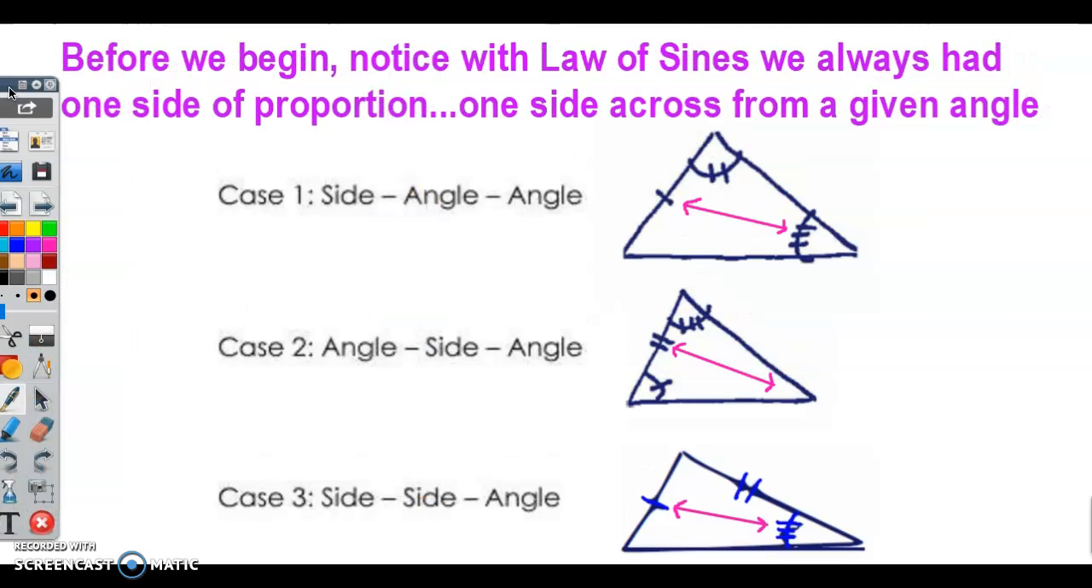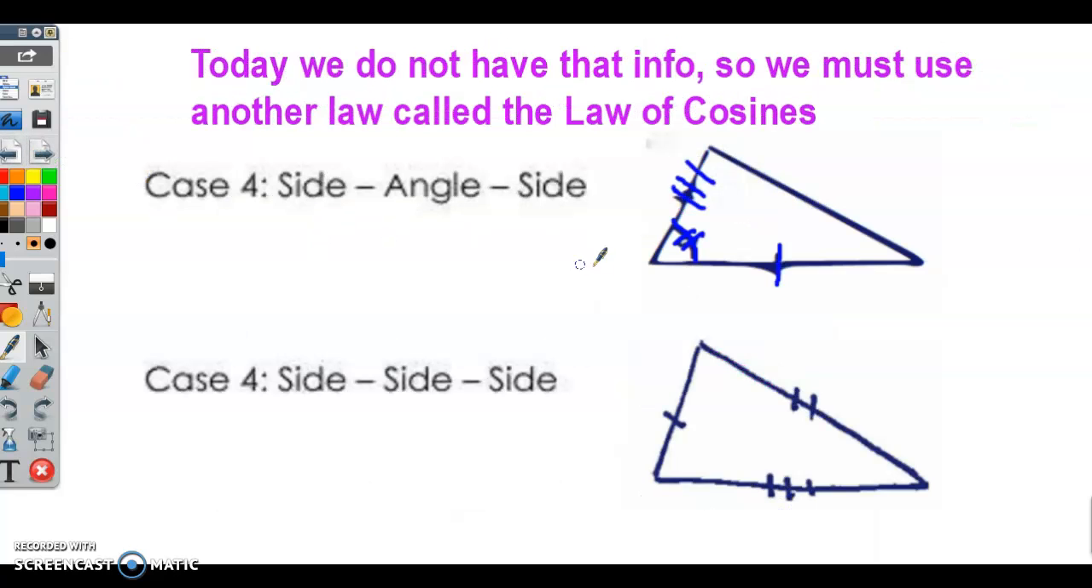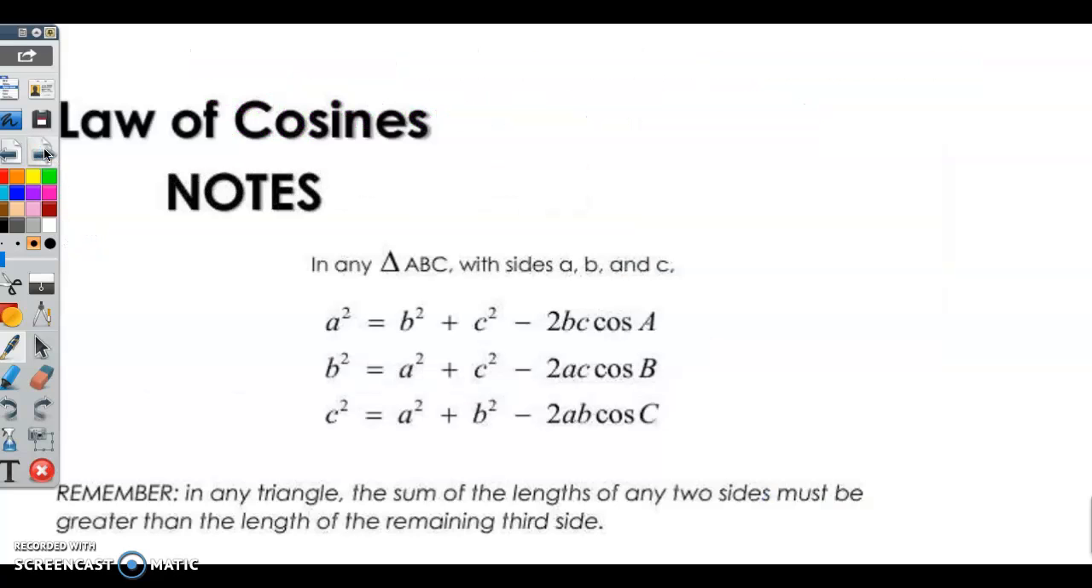So we use the Law of Sines when we have one side of a proportion, basically, when we have a side that's across from a given angle. In all three of those cases we worked on yesterday. However, we're going to do two cases today, SAS, side angle side, and side side side, where we don't have a pair. We've got this fabulous angle here, but we don't have any information across from it to write one side of a proportion. So in this case, we have to use the law of cosines.